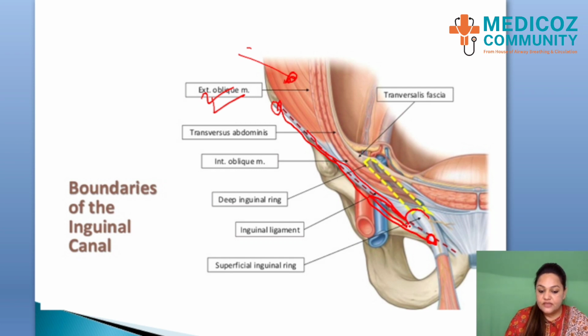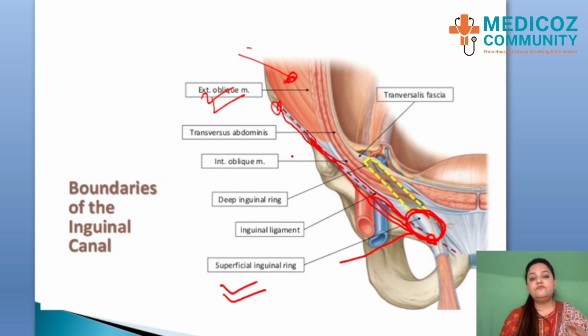Here you can see within the aponeurosis of the external oblique, we have this opening which is called the superficial inguinal ring. Then we have this inguinal ligament here. We all know this inguinal ligament is formed by the inward folding of this external oblique aponeurosis. Then deep to the external oblique aponeurosis, we have the internal oblique and the transversus abdominis. As these two muscles arch over the inguinal canal, they form the roof of this inguinal canal.